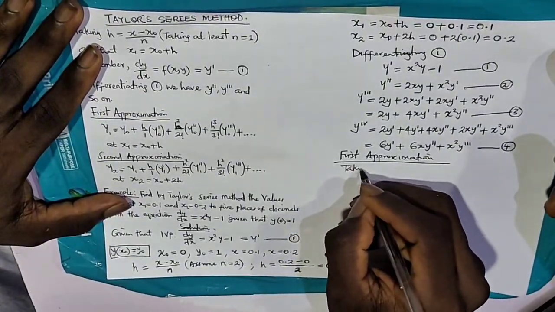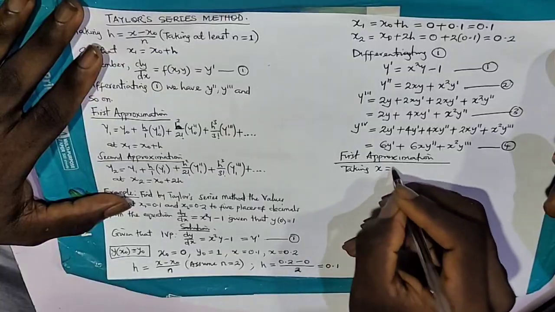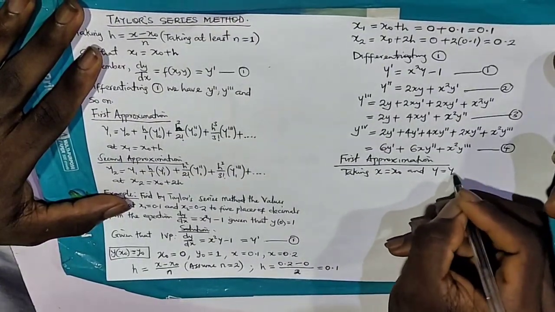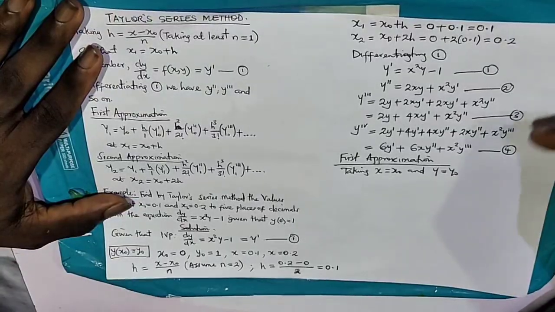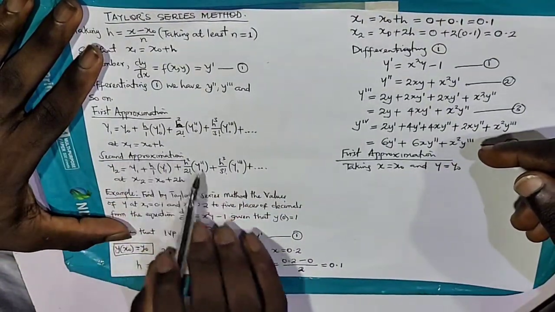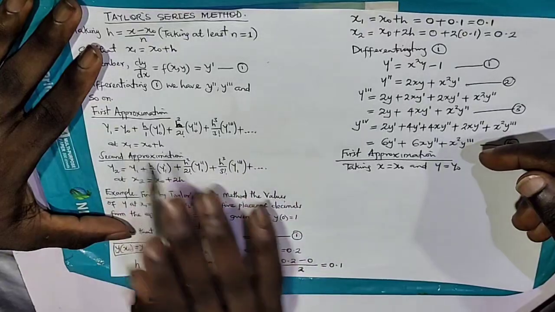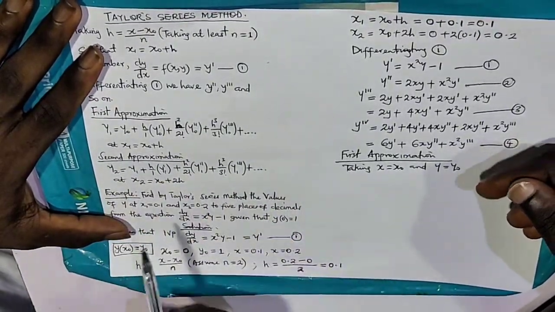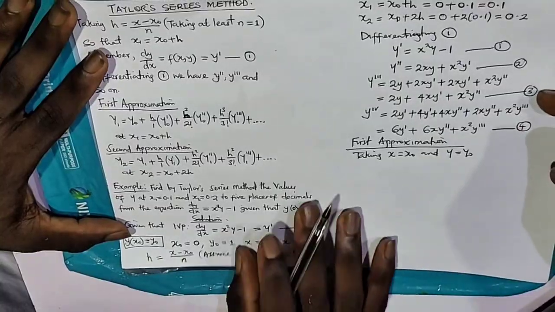Taking x to be x naught and y to be y naught. Why, sir? Just to justify whatever is here. Wherever you see y, know it is y naught. Wherever you see x, know it is x naught. It's not a big deal.